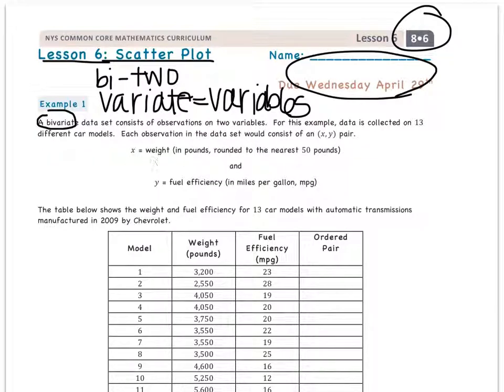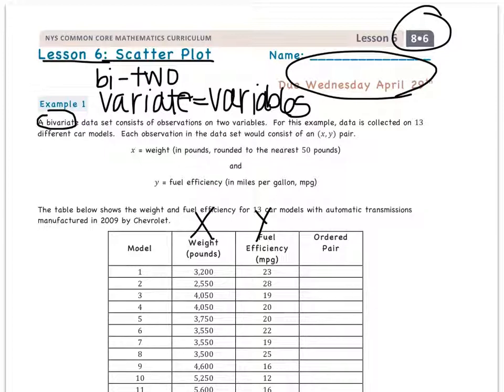X is weight in pounds rounded to the nearest 50 pounds. So if I look at my table underneath, I see weight. I'm going to go ahead and put X above it. I have fuel efficiency is Y, which is also represented in miles per gallon. So I'm going to put Y against fuel efficiency. And that does not look like a Y.